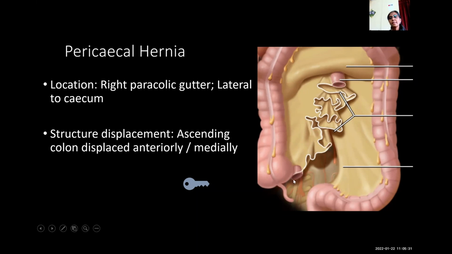But if you see that there is a closed loop somewhere in the right paracolic gutter, the closed loops might be lying lateral to the cecum. The cecum may share the mesentery from the distal ileum, and that would cause displacement of the cecum and the appendix medially. So a cluster of loops there displacing the cecum medially should make you think of the possibility of a pericecal hernia.